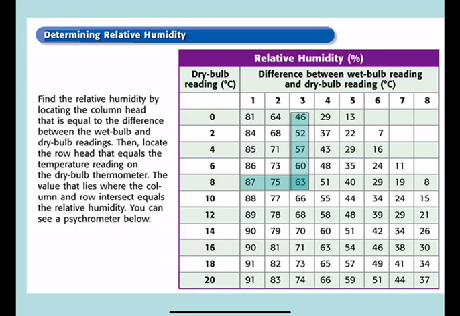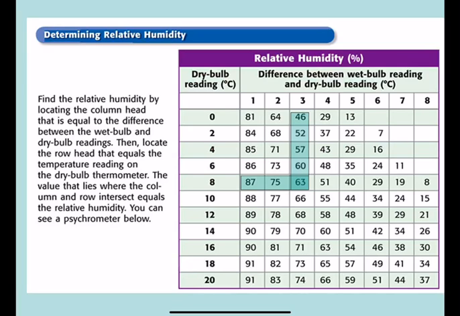If there is a 3-degree difference, after subtracting, you would move over to the number 3 at the top of your screen. Then you're going to locate the row head that equals the temperature reading on the dry bulb thermometer. So we would look at the reading at the dry bulb, and let's say the reading was 8 degrees Celsius. Okay, the value that lies where the column and the row intersect equals the relative humidity.